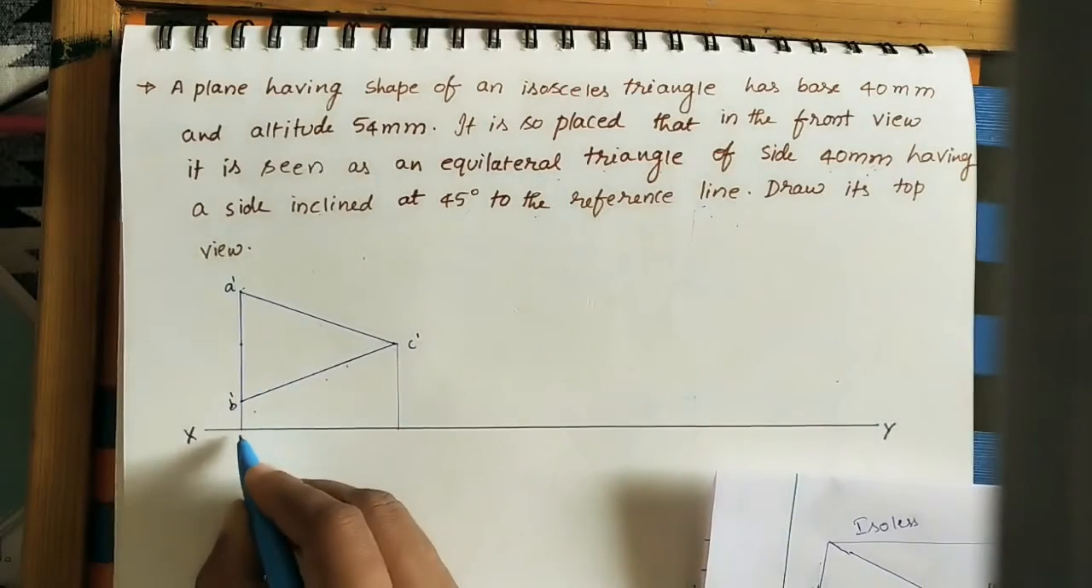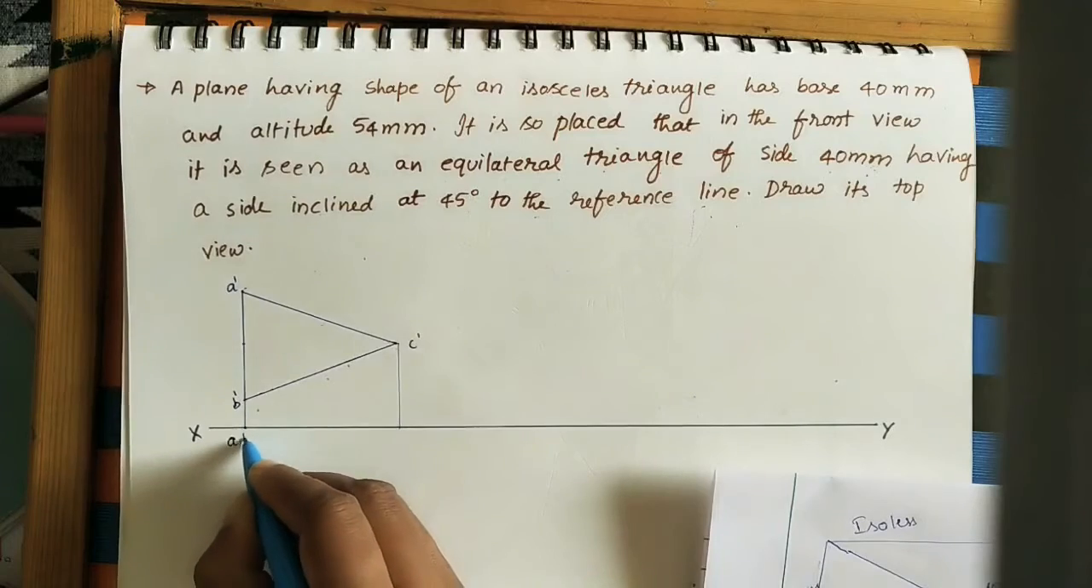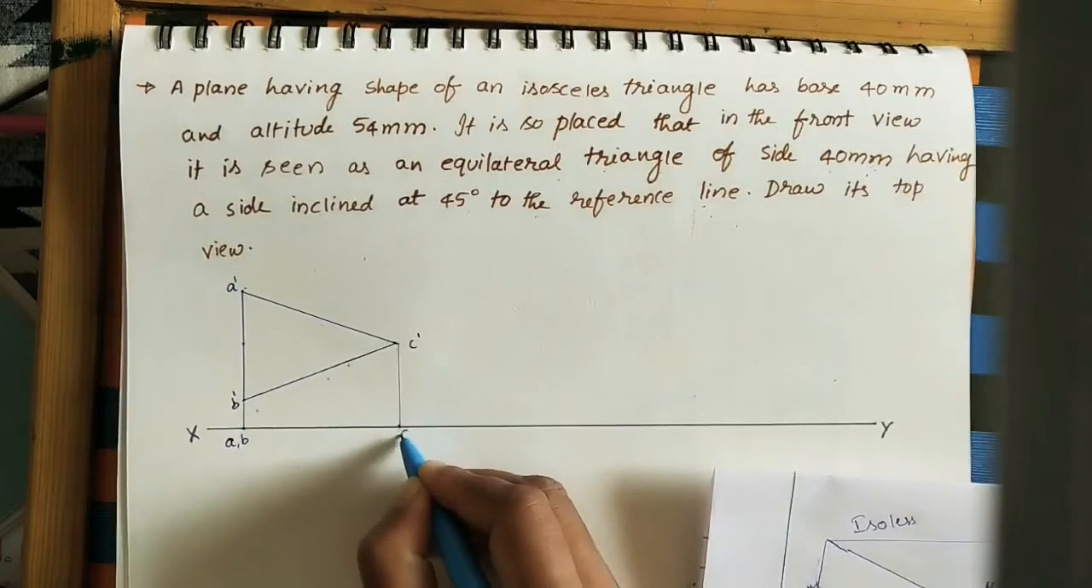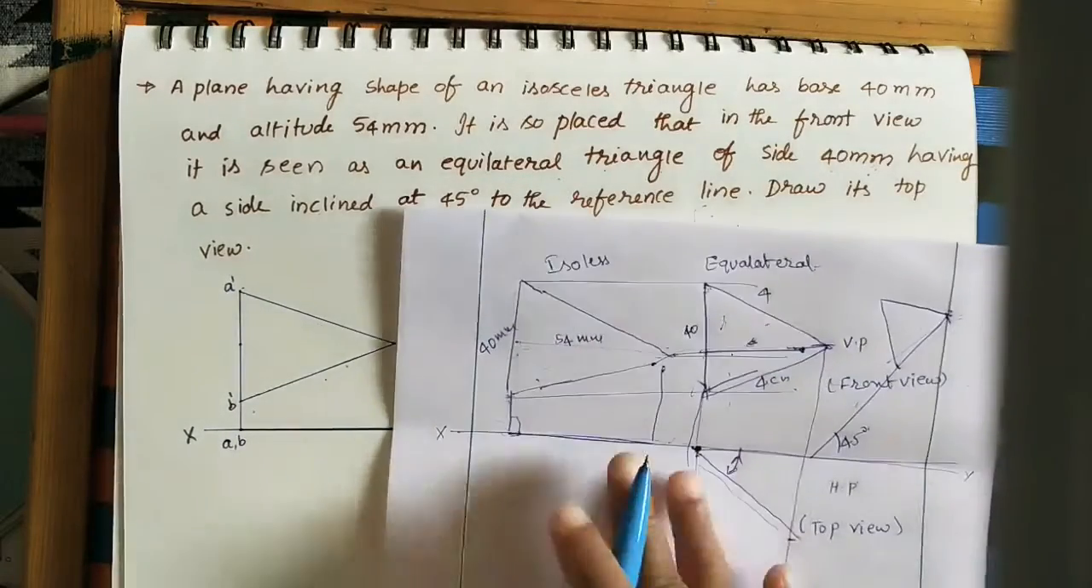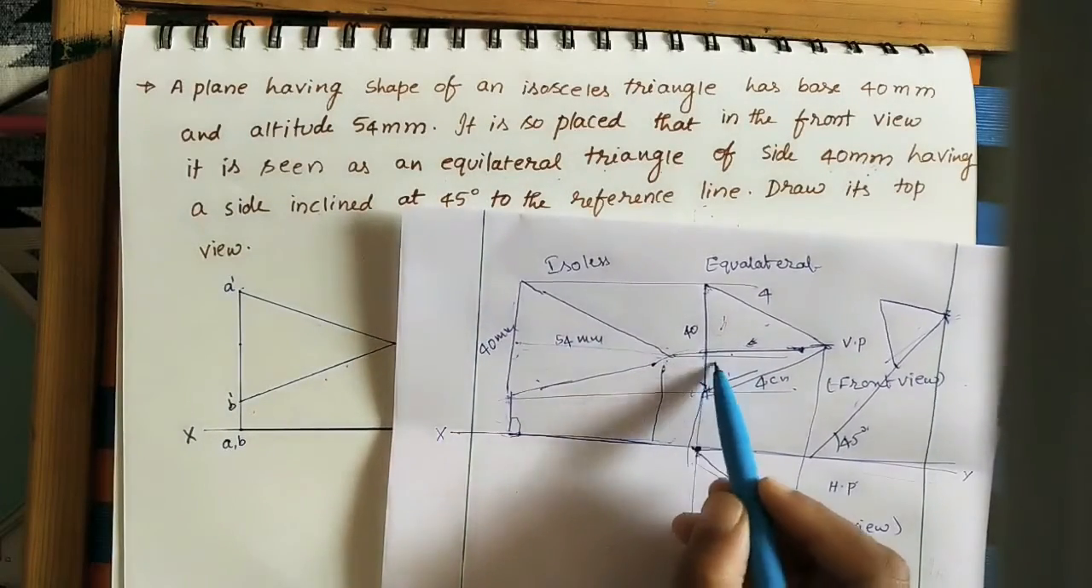Now A and B should come at the same place. I am using small a, small b for top view. Here this is small c. Make it dark. Okay. Here after this triangle, take some gap here, any gap.